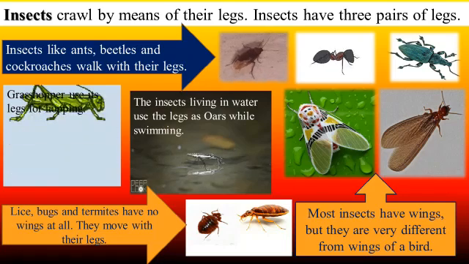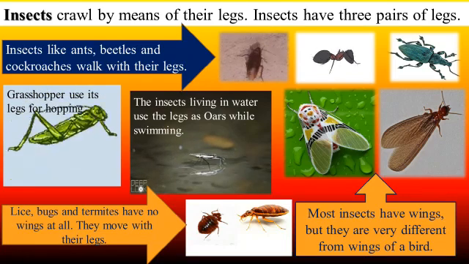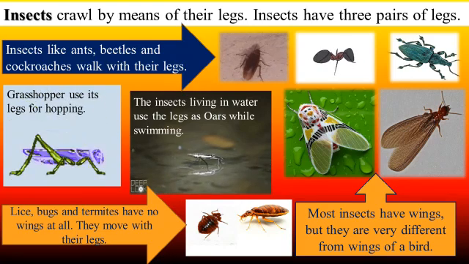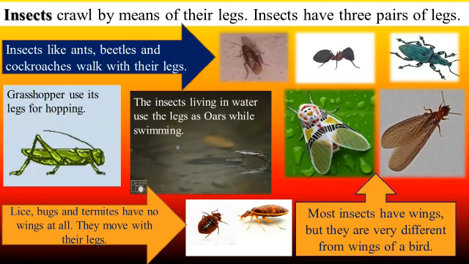Lice, bugs, and termites have no wings at all. They move with their legs. Most insects have wings, but they are very different from the wings of a bird.